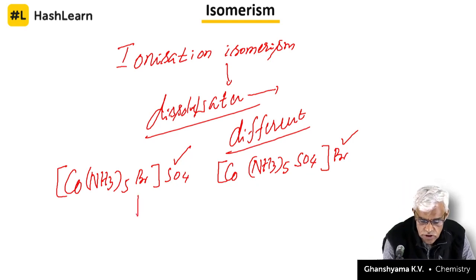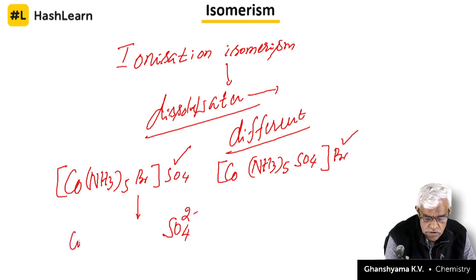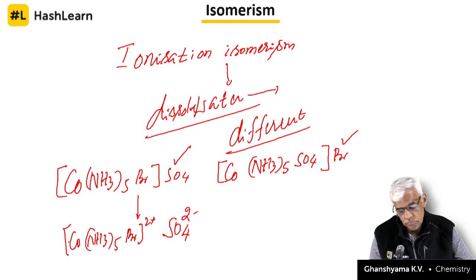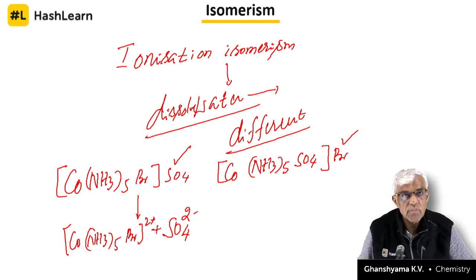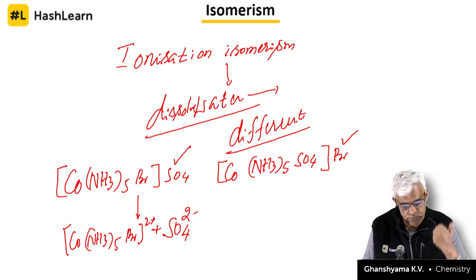Therefore, if you dissolve this in water, you get sulfate ion and the cation [Co(NH3)5Br]2+. How do you know that sulfate ion is obtained? Add barium chloride to it, you get a white precipitate of barium sulfate. Confirmed.